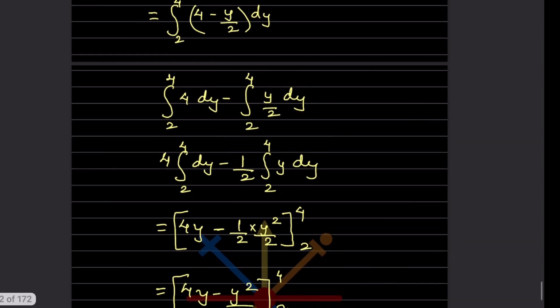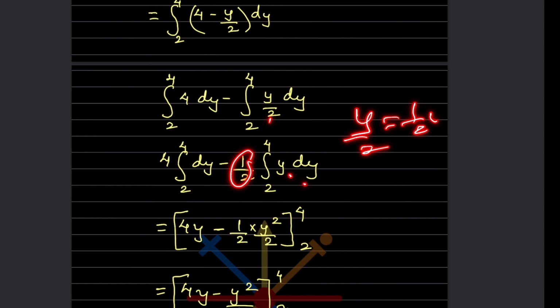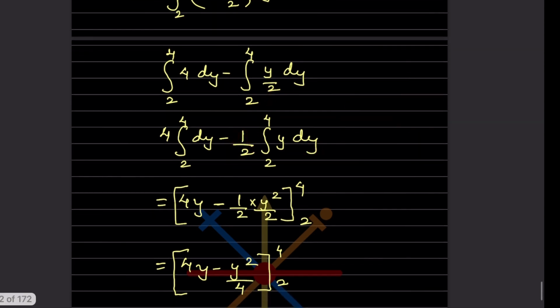Now what we can do, we can take the 1 by 2 outside and y will be inside the integration. So now what will you do here? This 4 you will write as it is, and integration of dy is y. This 1 by 2 you will take outside, and integration of y dy is y to the power 1 plus 1 divided by 1 plus 1, that is going to be y square by 2. And this from 2 to 4.